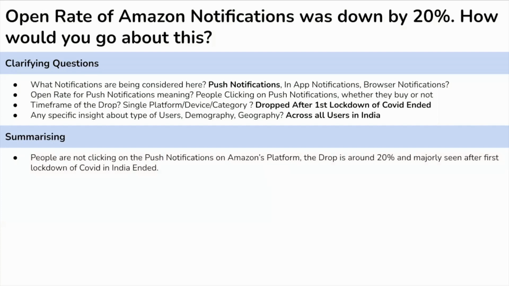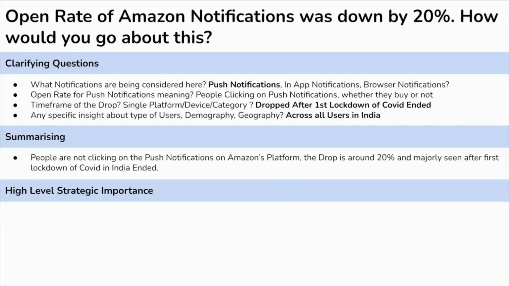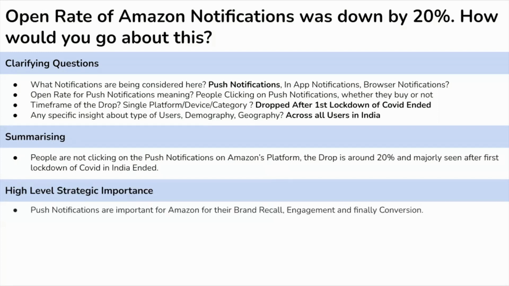Right. So before jumping on to diagnosing the problem, let's first understand the strategic importance of push notification. What is the primary use case of push notification? So push notifications are used to boost engagement of the user, conversion, and also brand recall and brand awareness, right? They aim to personalize communication, drive sales, and eventually improve the overall customer experience. That is what push notifications are for.